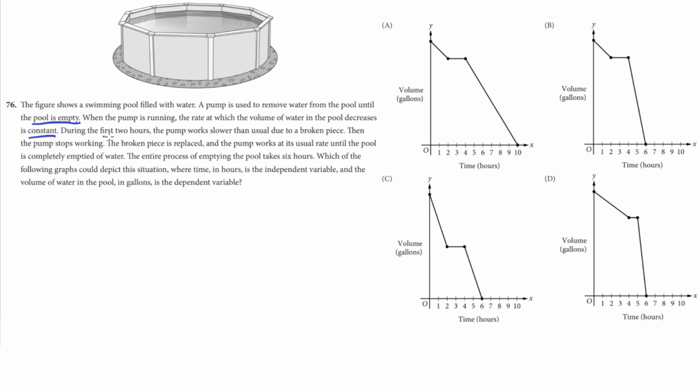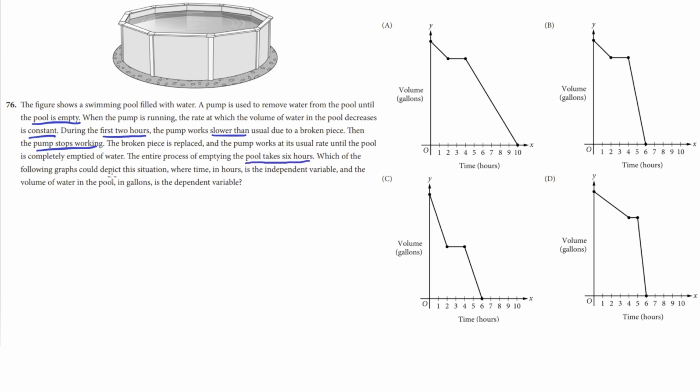During the first 2 hours, the pump works slower than usual due to a broken piece. Then the pump stops working. The broken piece is replaced and the pump works at its usual rate until the pool is completely emptied of water. The entire process of emptying the pool takes 6 hours.